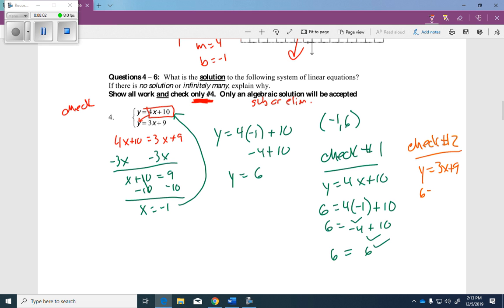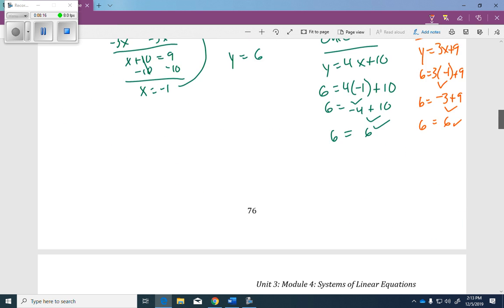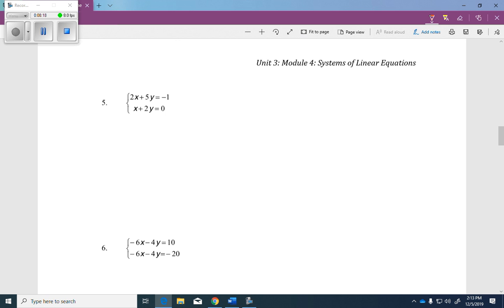In place of y goes 6. In place of x, -1. And -3 plus 9 is 6. So the second check worked. I don't have to check the others. It said only number 4.